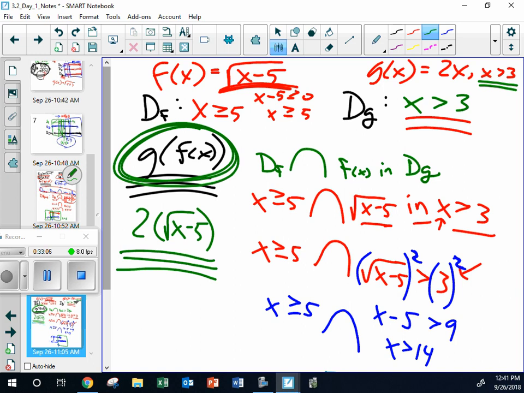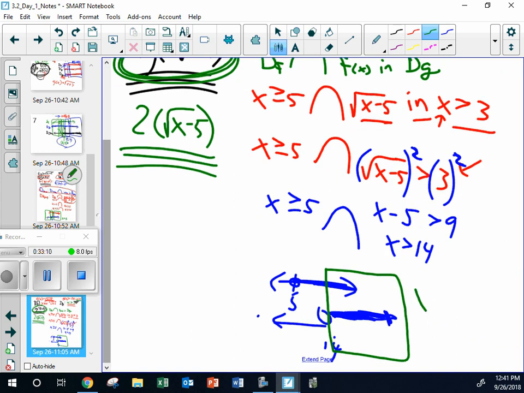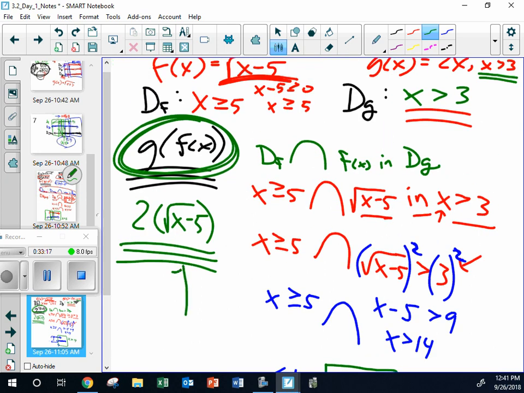You got to go through this process and you'll find out, what was our answer anyway? X is greater than 14. Would you have looked at this and said that the domain of this was x is greater than 14? No, you wouldn't. So the point is, you can't just look at your new function and say, what's its domain? You have to know this rule, this way of doing it, to make sure what's going to poison this function.